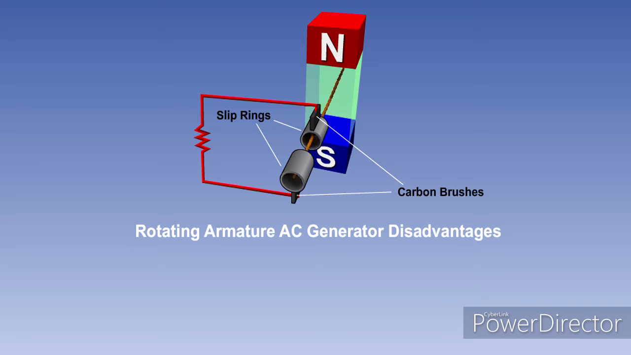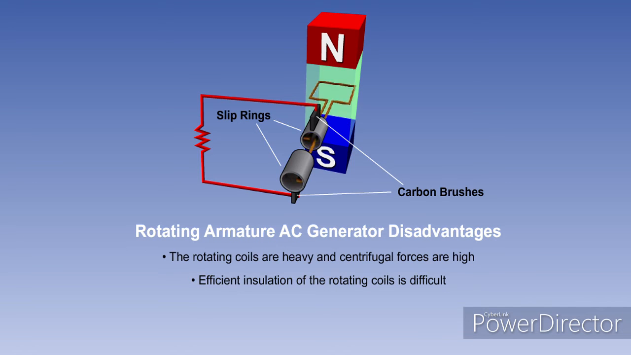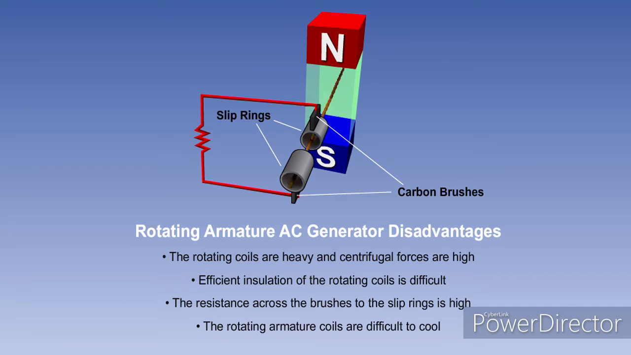Rotating armature AC generators suffer from a number of disadvantages. The rotating coils are heavy and centrifugal forces are high. Efficient insulation of the rotating coils is difficult. The resistance across the brushes to the slip rings is high. And the rotating armature coils are difficult to cool. For these reasons, the rotating armature is only used in very small output AC generators and is not generally used for supplying aircraft AC systems.